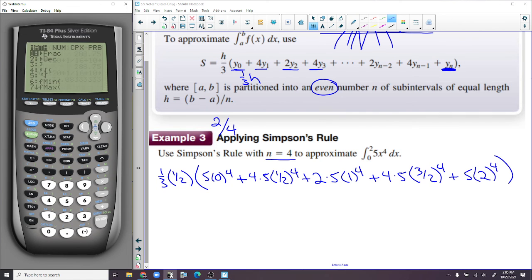Because if we go math number 9, we go 0 to 2 of 5x to the 4th. That's very close. We're only off by 0.08. So it's pretty close.